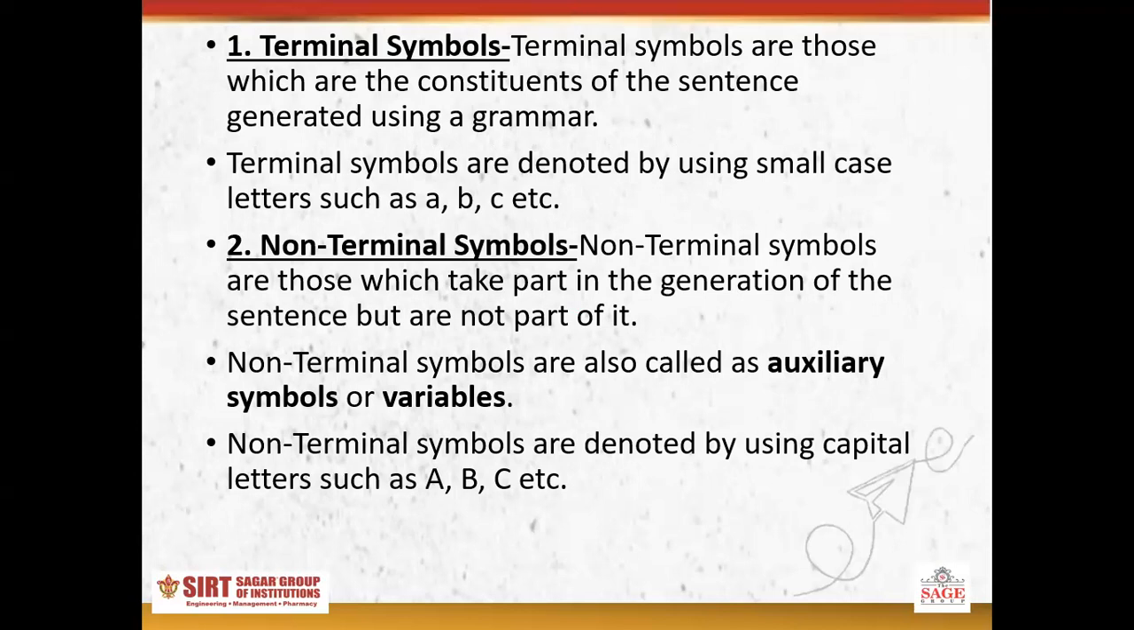Non-terminal symbols are those which take part in the generation of the sentence but are not part of it. Non-terminal symbols are also called auxiliary symbols or variables. They are denoted by capital letters such as A, B, C, etc.